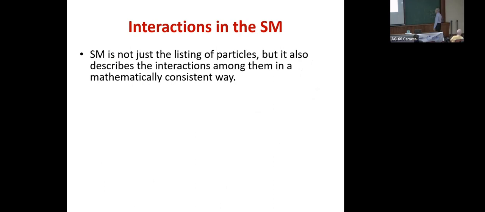Okay. So this was a listing of particles, but a listing of particles is not the standard model. The standard model also describes interactions among the particles in a theoretically consistent way. And in fact, that is the main thing about the standard model. It is not a dictionary of particles and how they interact. It is the discovery of a pattern in the interactions among these particles.